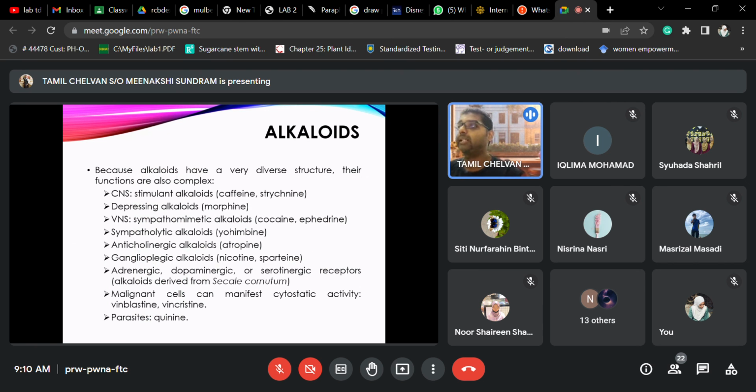Alkaloids, because alkaloids have a very diverse structure, their functions are also complex. It can be a stimulant alkaloid, CNS, okay? Central nervous stimulant, CNS, okay? Like caffeine, if you're sleepy, you drink that, it will make you more alert, okay? Some people are very, very hyper. Hyper means they become very, very active after caffeine.